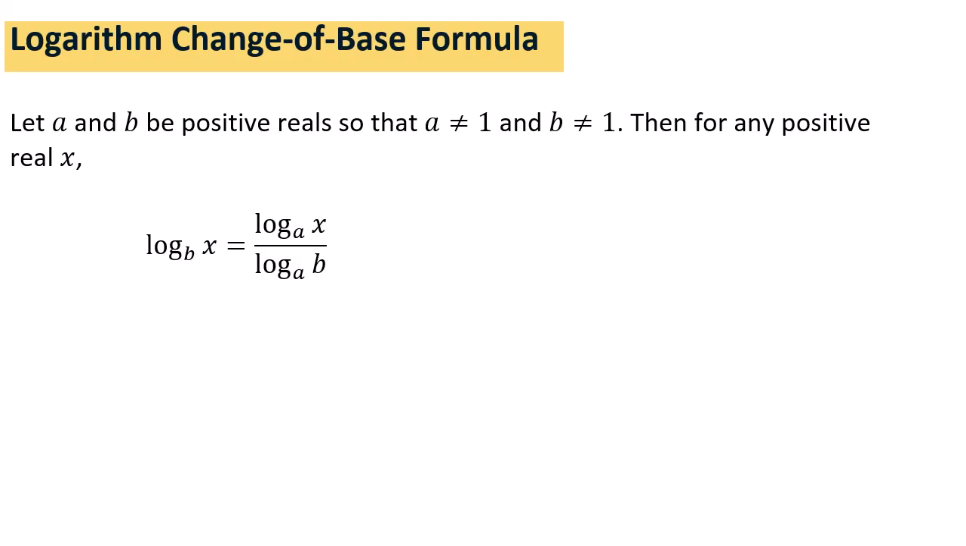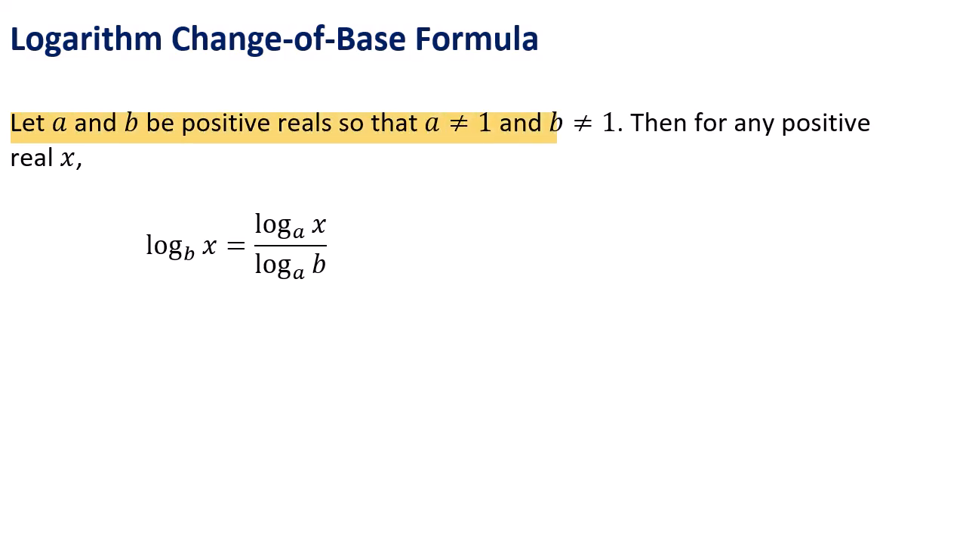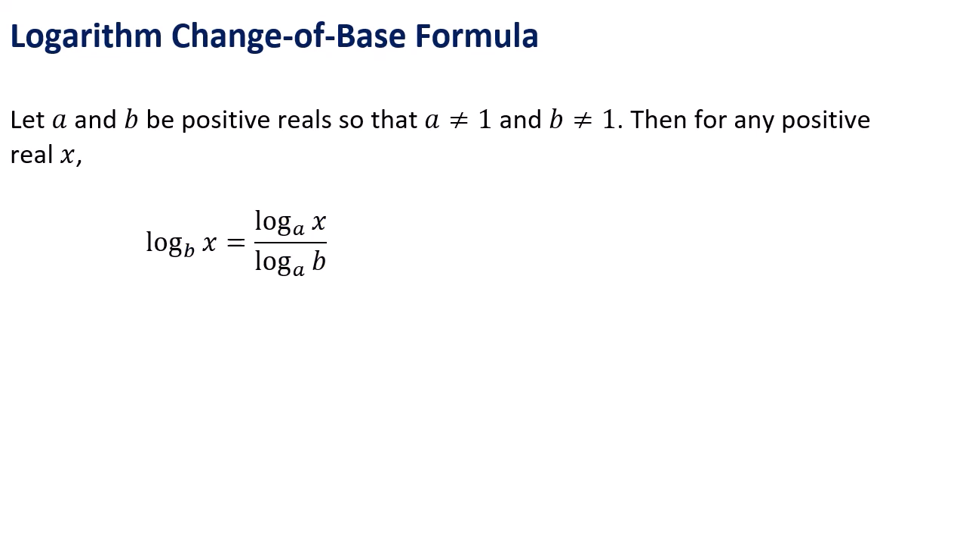The logarithm change of base formula. A and B are positive reals where A isn't 1 and B isn't 1. Then for any positive real number x, log base b of x equals log base a of x divided by log base a of b. The easiest way to think about this, if you have log base b of x, is ln x divided by ln b, where b is the base. That is the easiest way to remember the change of base formula.